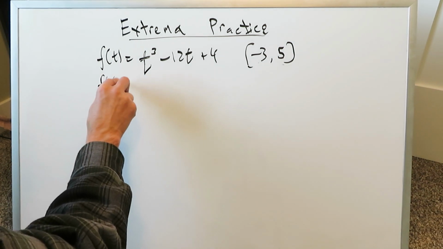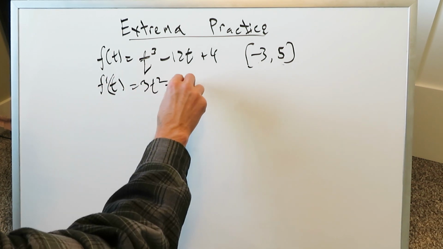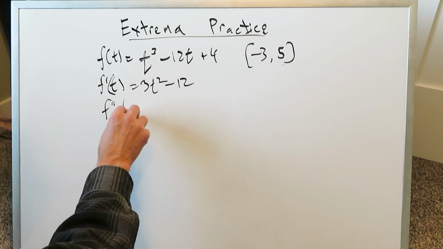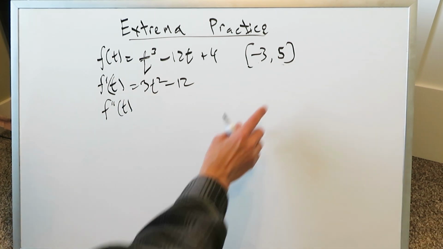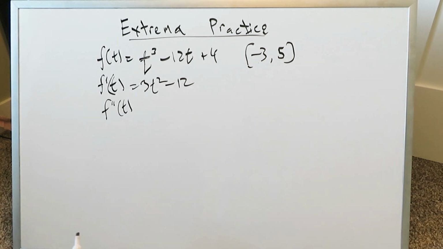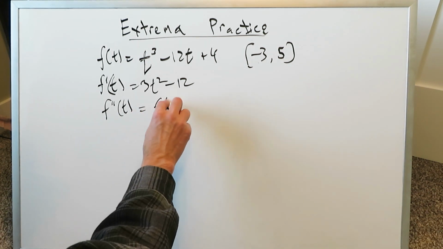The first order derivative is what we'll look at. And here we will have 3t squared minus 12. We can do a second order derivative. The first order derivative will help you determine the critical points. The second order derivative will help you designate anything as being relative or locally maximum, locally minimum. Here it will be 6t.